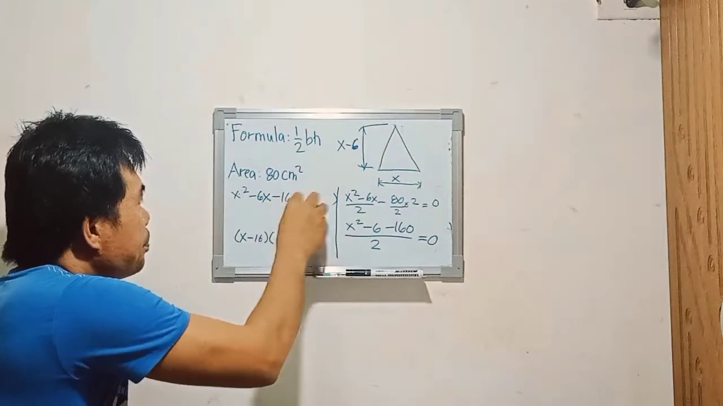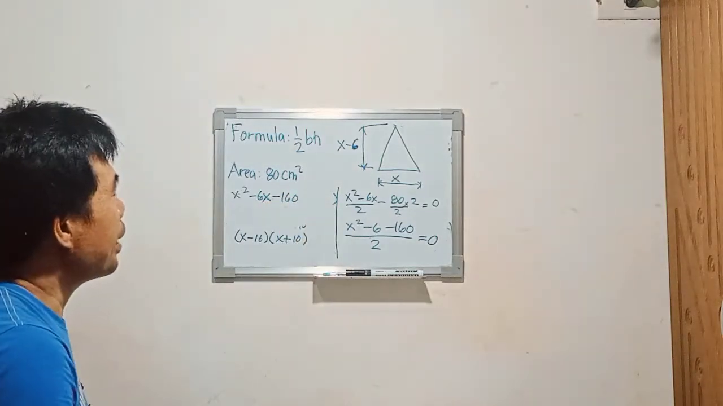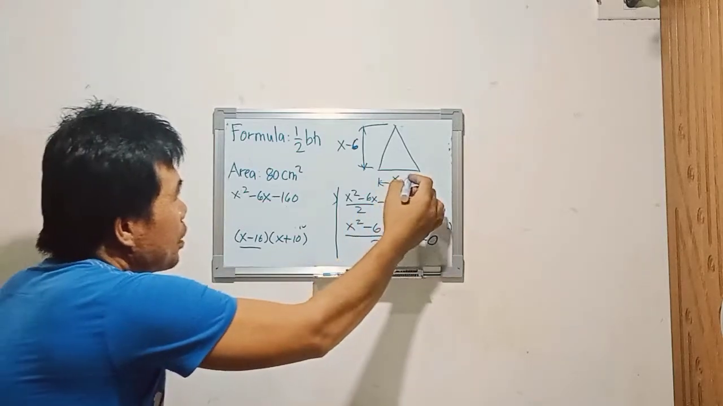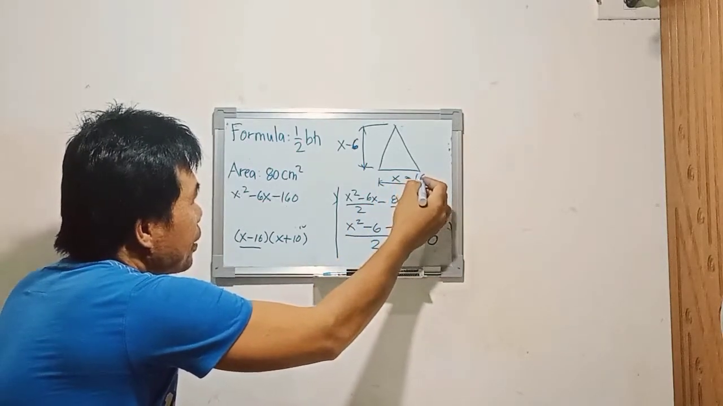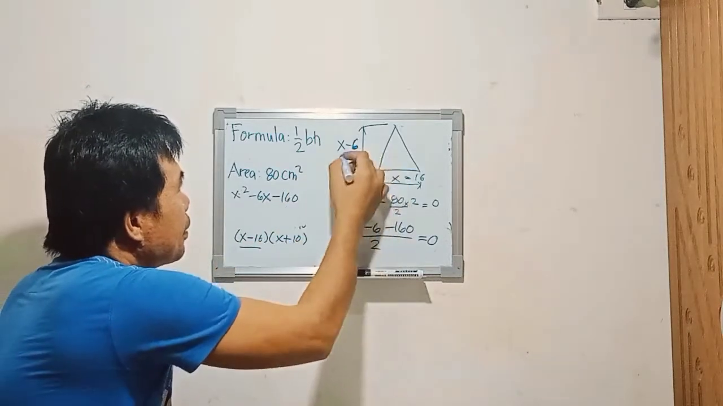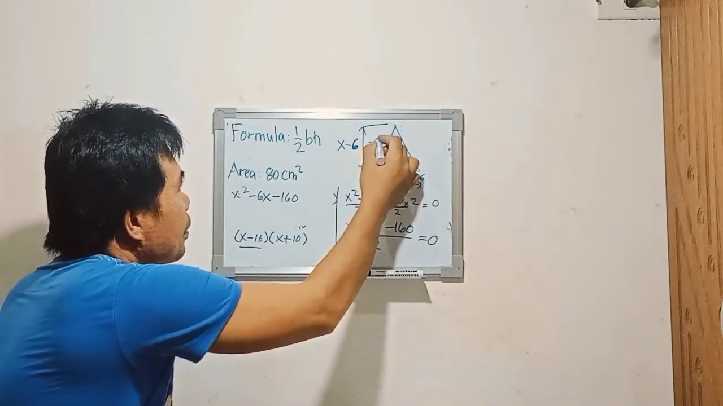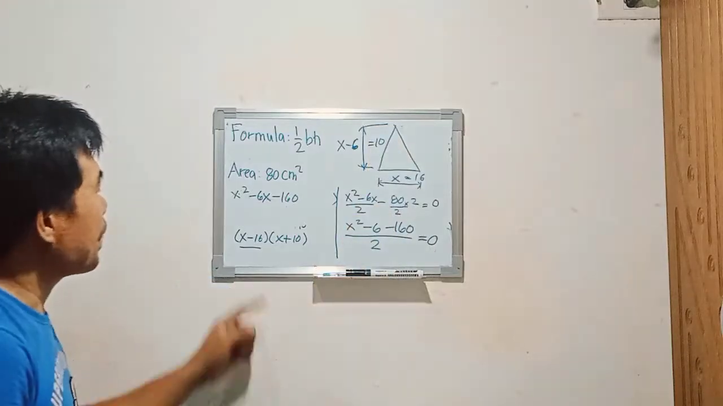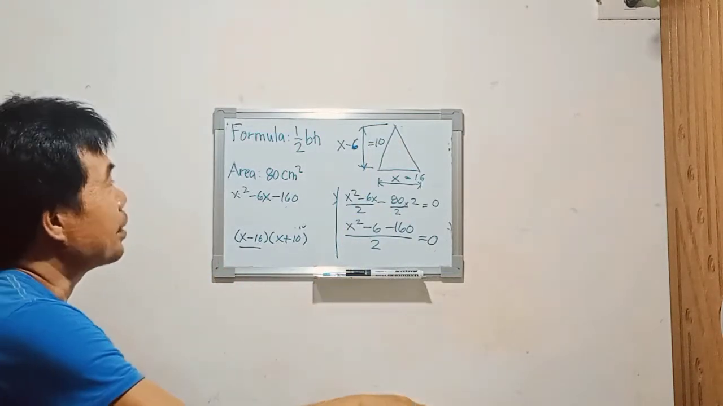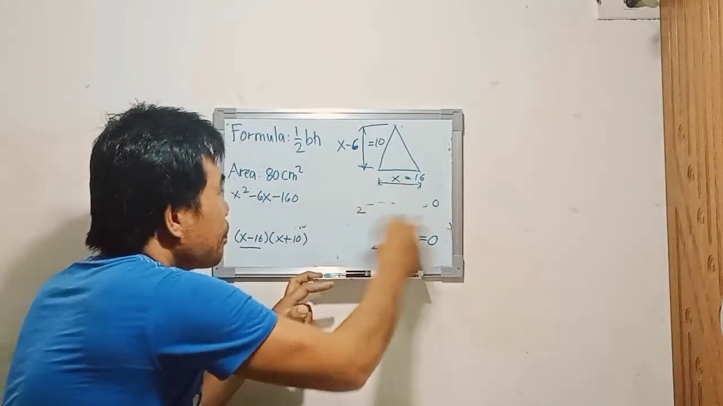So therefore our base now is this one, 16. So x equals 16 and our height is 10. So our answer is 16 and 10. Okay, let's proceed to the next question.